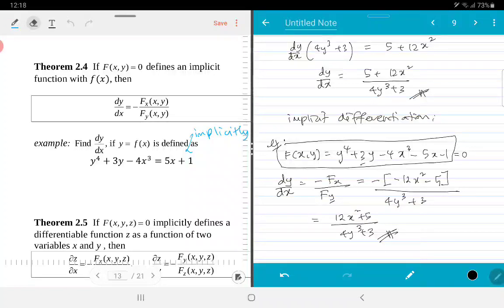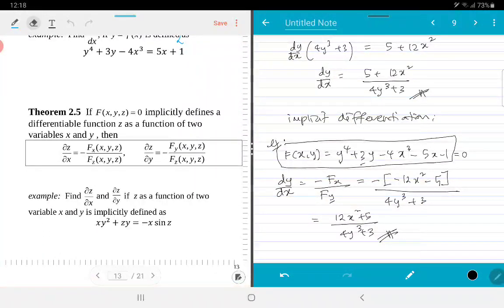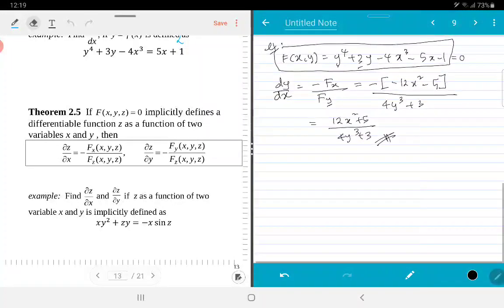Now we can extend this to functions with two independent variables. I'm not going to go over how to get the formula, I'm just going to show you the formula. The steps or procedures are the same as before. So now I'll go straight to the next example. Before we go to the example, let's look at the theorem.